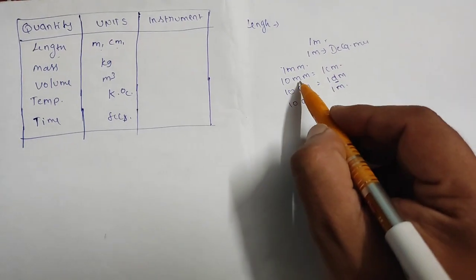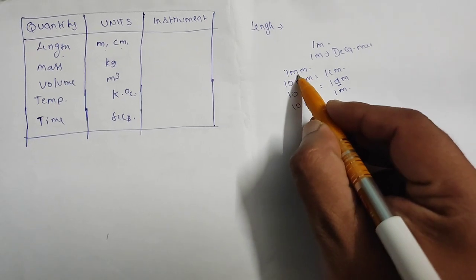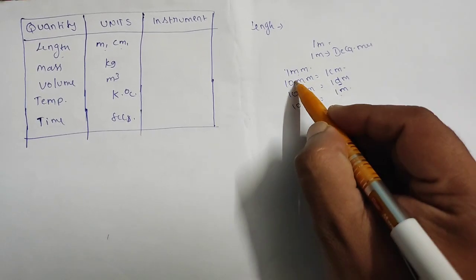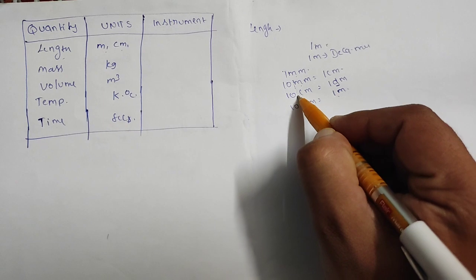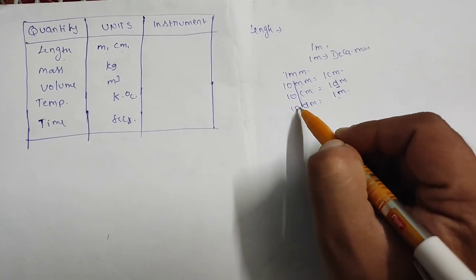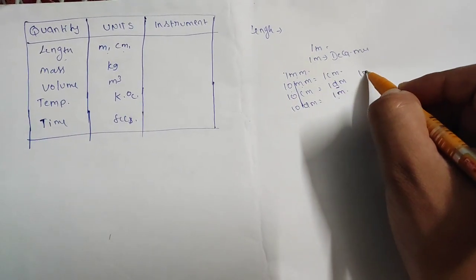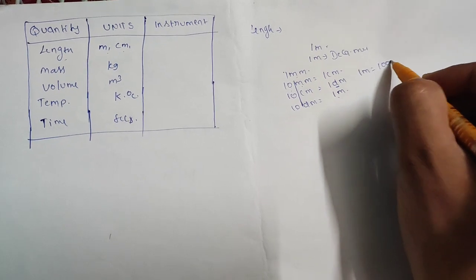So from mm to 1 meter, how many tens are there? 10 and 10 and 10. So that's the reason why 1 meter is equal to 1000 mm.